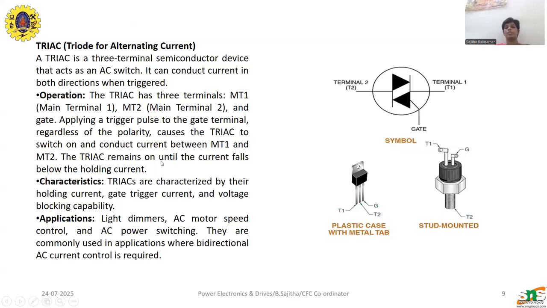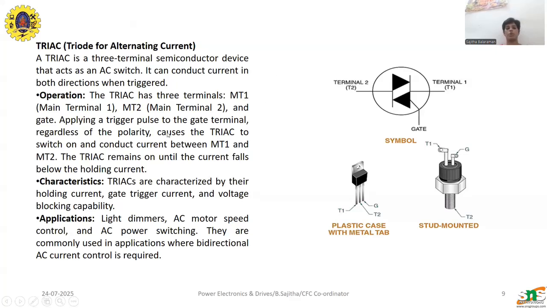Now you can see the symbol here. It consists of a gate, a terminal T1 and a terminal T2, and the representation of it is given here. Coming to the operation, the TRIAC has three terminals: MT1, MT2 and gate, or T1, T2 and gate. Applying a trigger pulse to the gate terminal, regardless of the polarity, there is no need to check the polarity. With any polarity, you can trigger the TRIAC, and this causes the TRIAC to switch on and conduct current between the terminals T1 and T2.